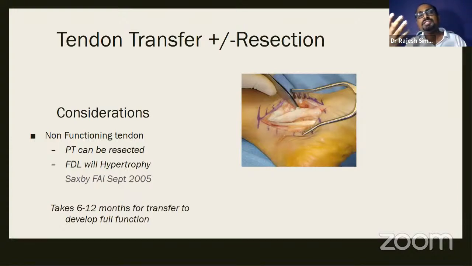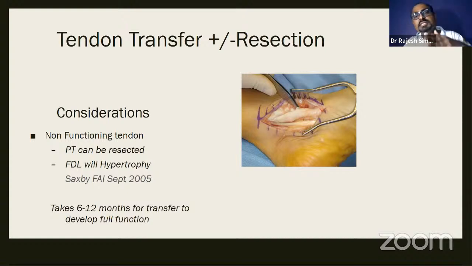After the shift, you may still have pain generated from the posterior tibial tendon. And if it is non-functioning, you have to resect it and then transfer the flexor digitorum longus. Now, if you saw Professor Cheria and Varghese's talk, you saw how the FDL is.